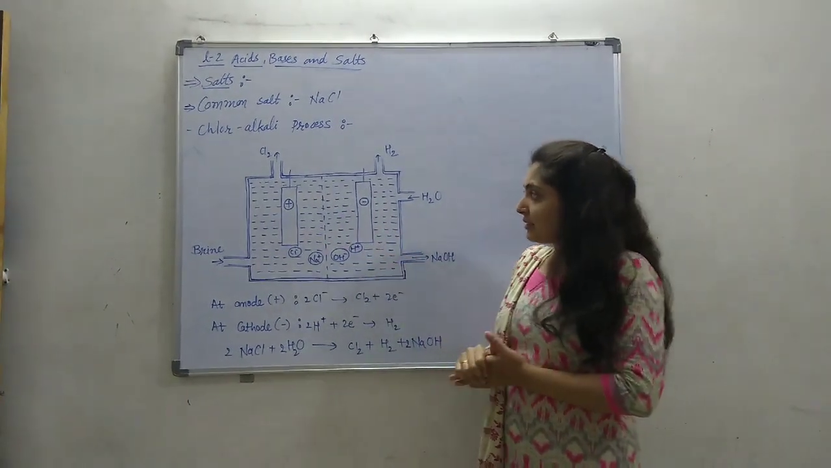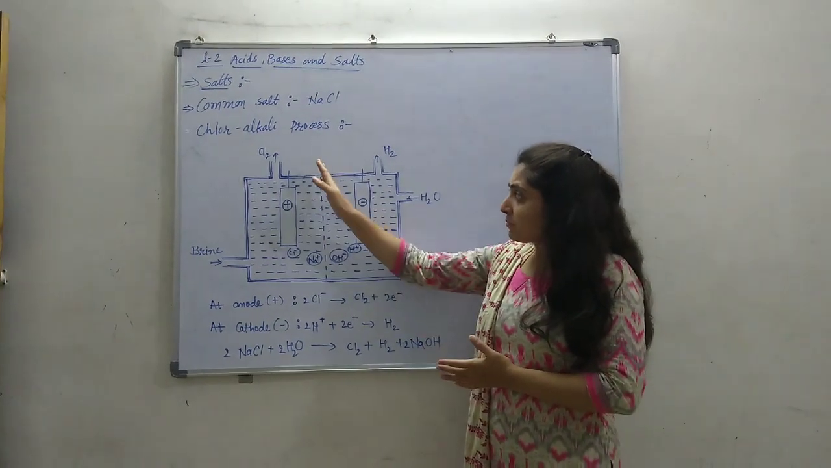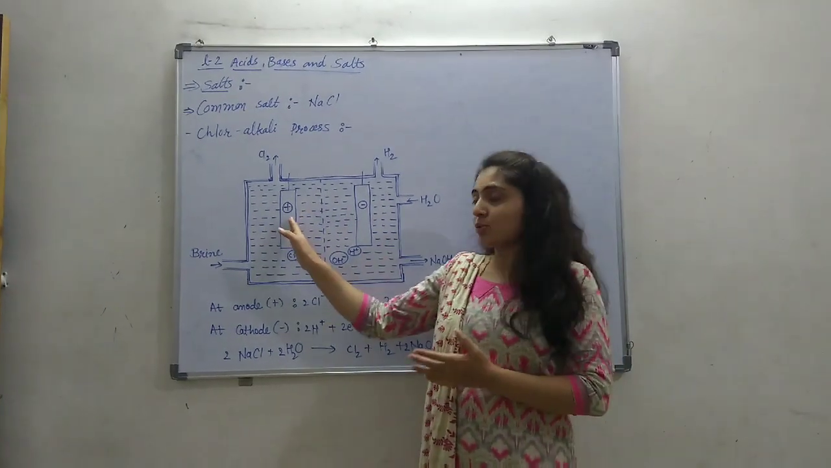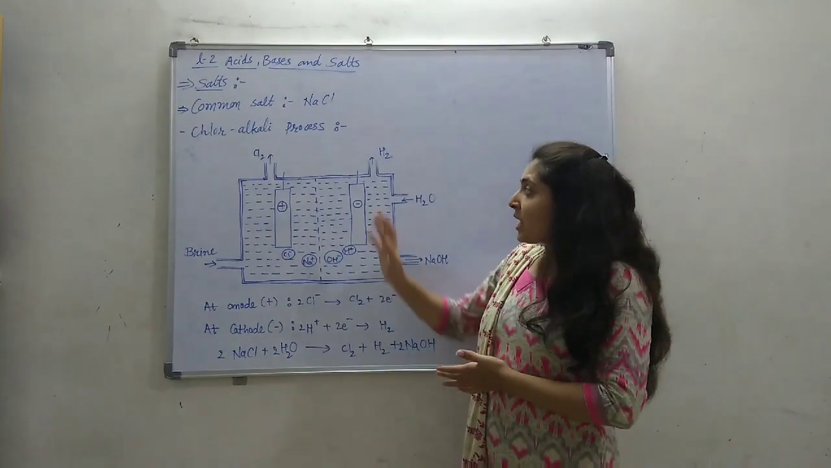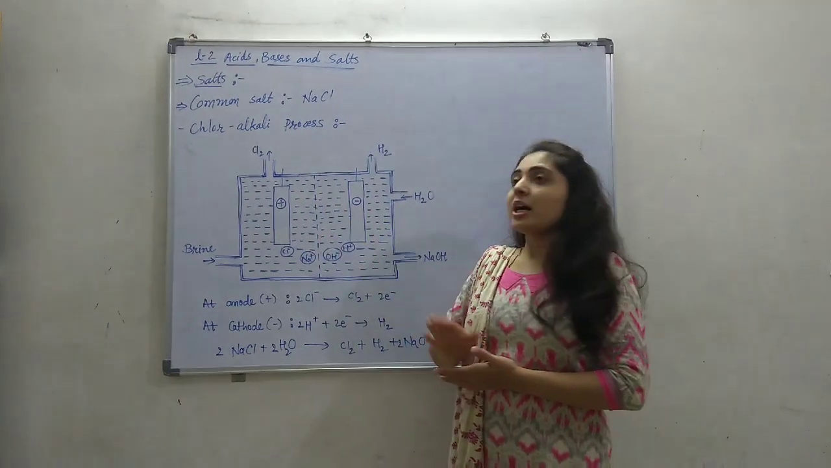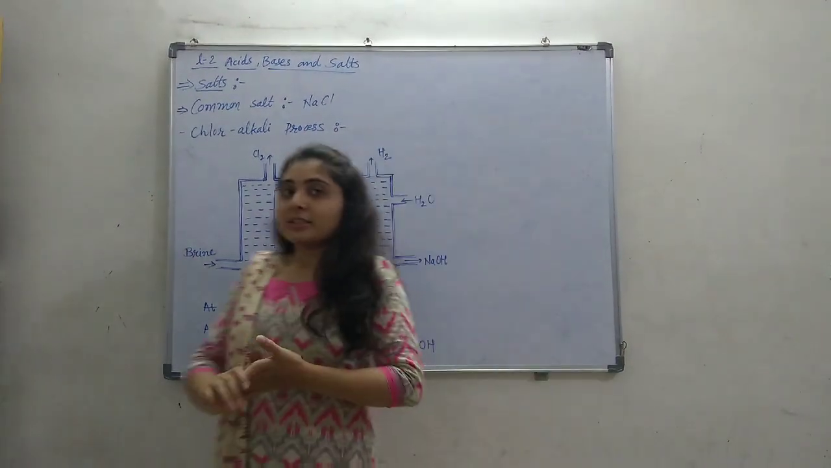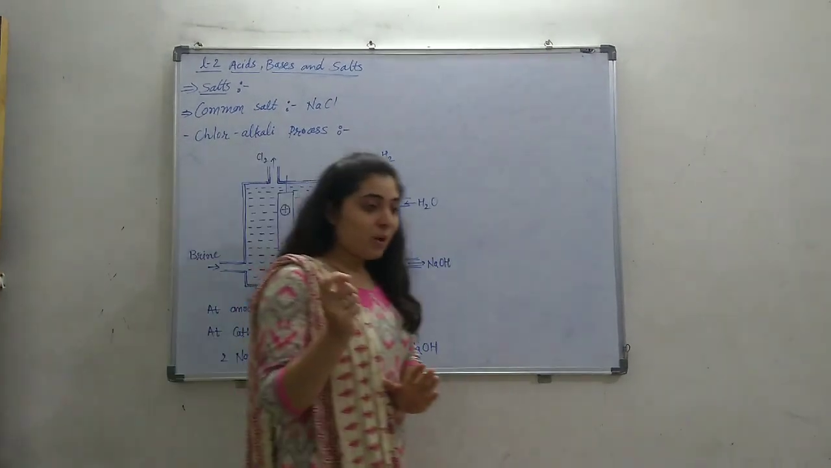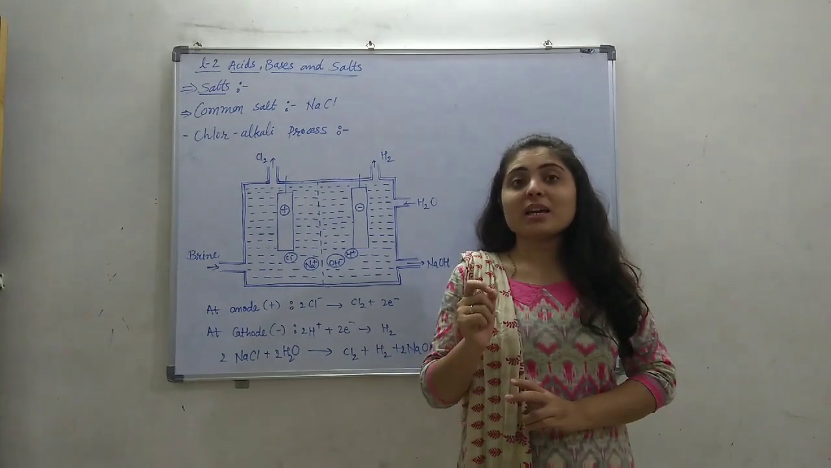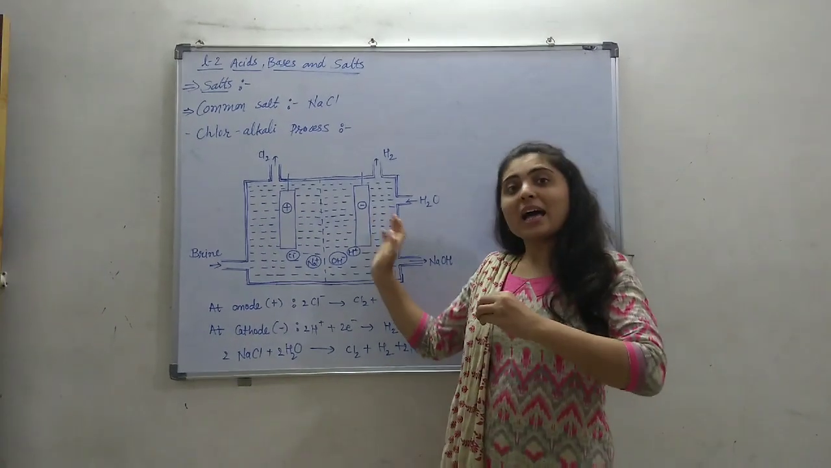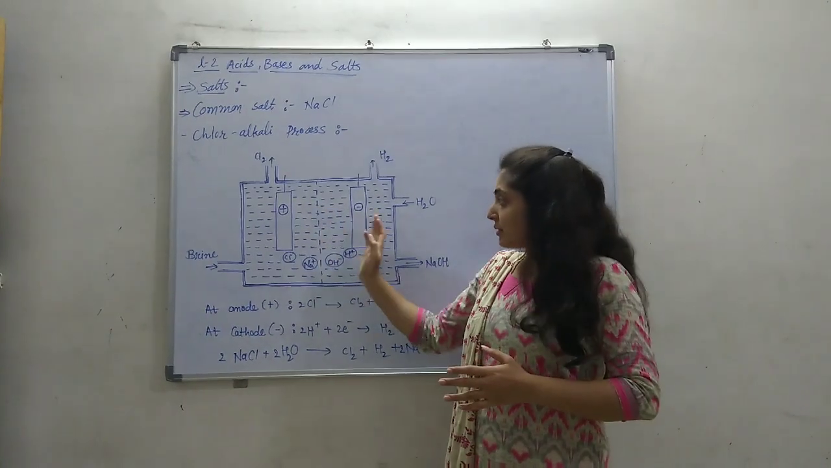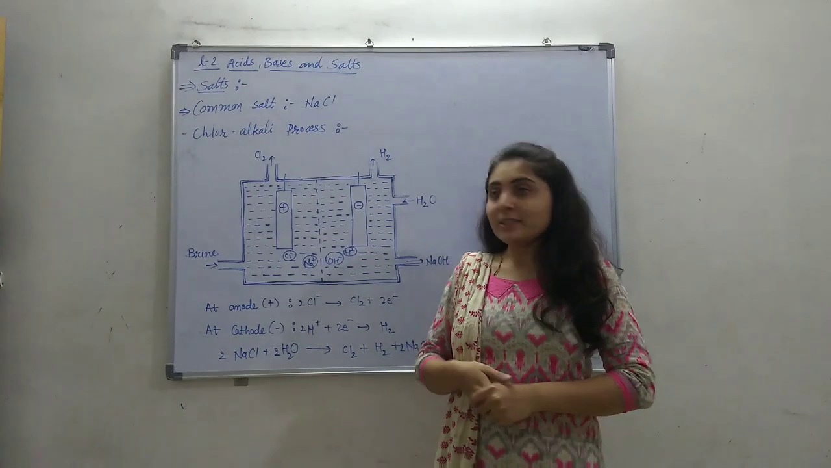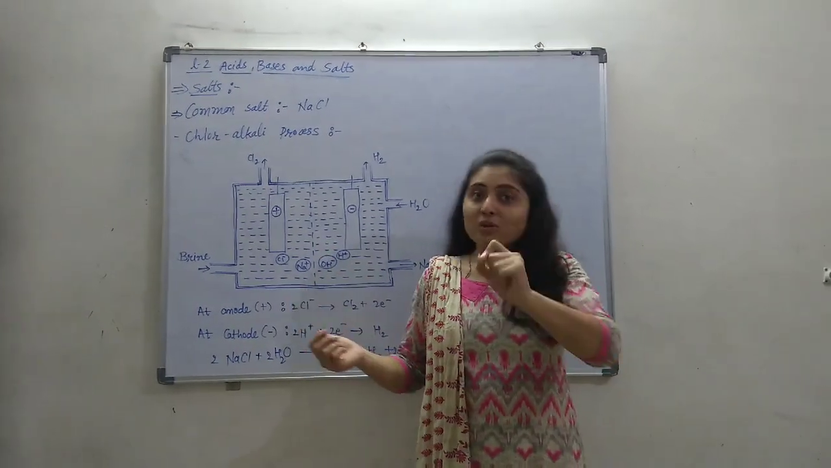In this electrolytic cell, there are two electrodes. One is positive and one is negative. Positive is called the anode and negative is called the cathode. Between these two, there is a membrane. This membrane is ion permeable. Remember, ion permeable means ions can pass through it because the membrane is porous, and particularly only positive ions.